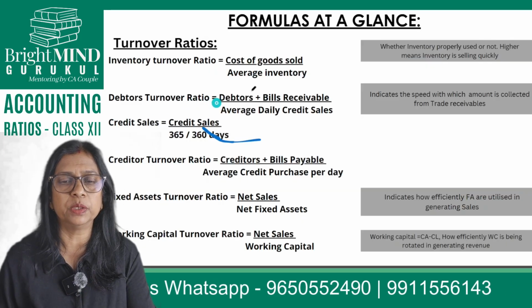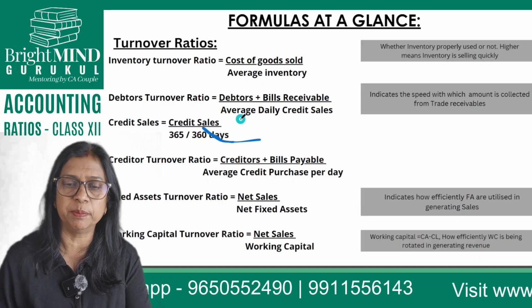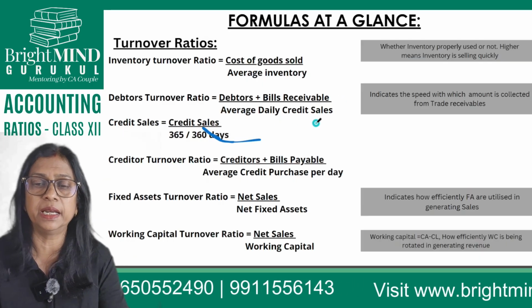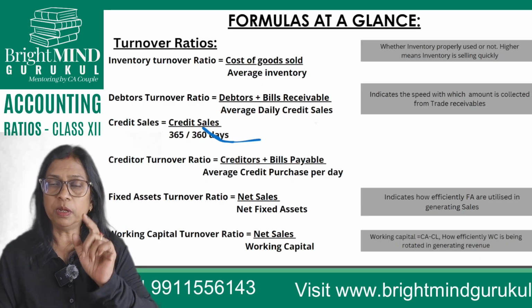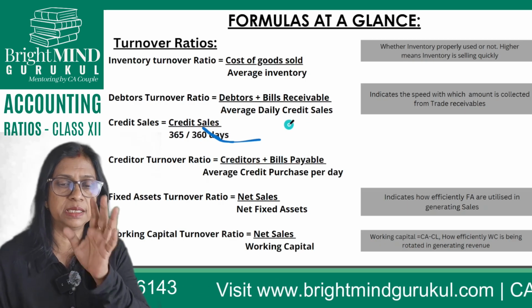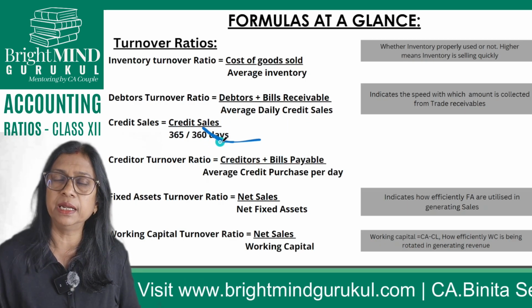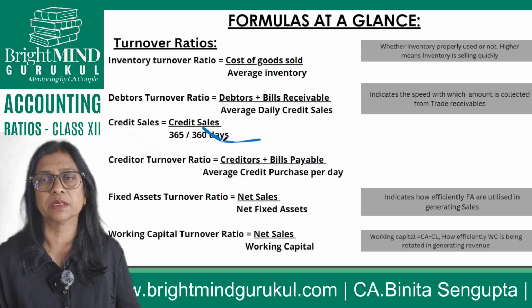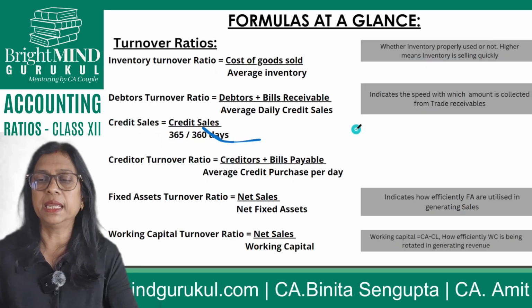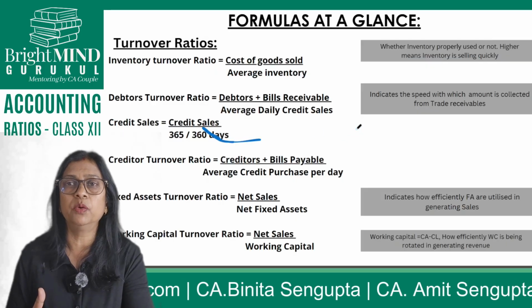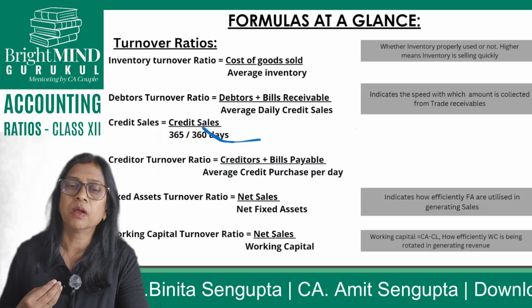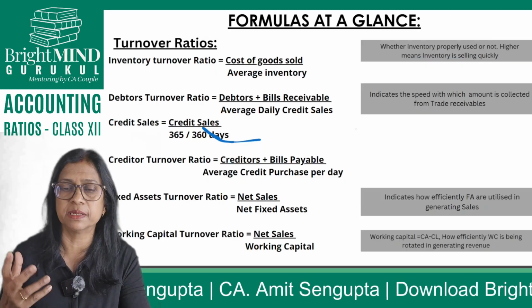Debtor turnover ratio is debtors plus bills receivable divided by average daily credit sales. So what is the formula for calculating the average daily credit sales? It is credit sales divided by 365 days. So this indicates the speed with which the amount is collected from the debtors or from bills receivable. Okay.